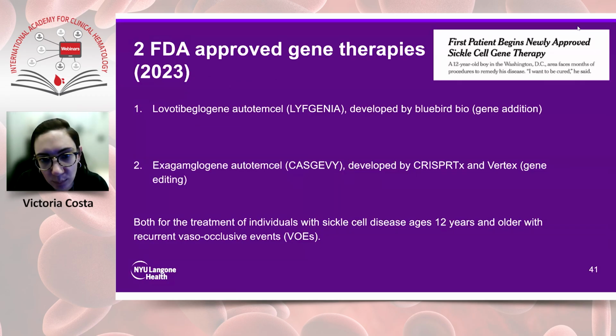So the two FDA-approved gene therapies that we have use those mechanisms. They were approved in 2023, which is really big news. One of them is known as Lyfgenia, developed by Bluebird Bio, and uses the gene addition mechanism that was on the left. And then Casgevy, developed by CRISPR and Vertex, uses the gene editing mechanism that was on the right. Both are for the treatment of individuals with sickle cell disease, ages 12 years and older, with recurrent vaso-occlusive events.